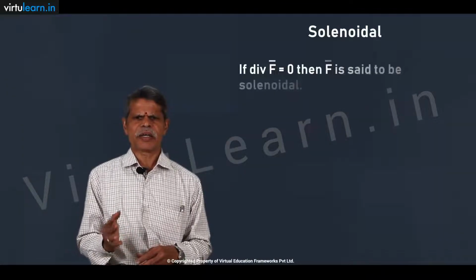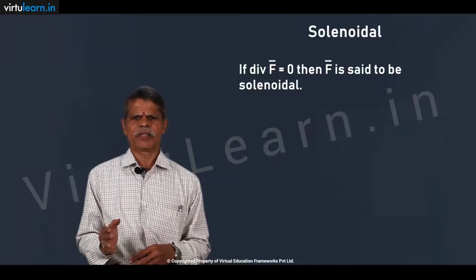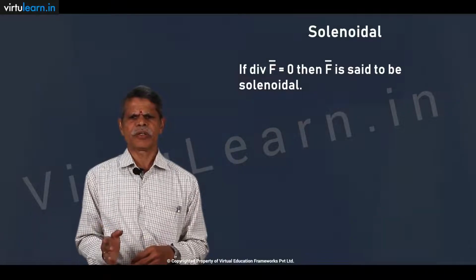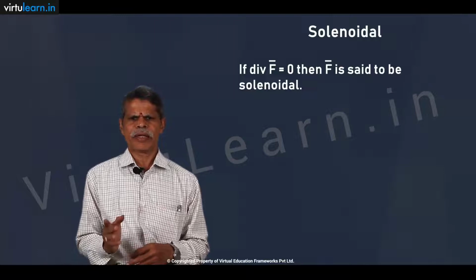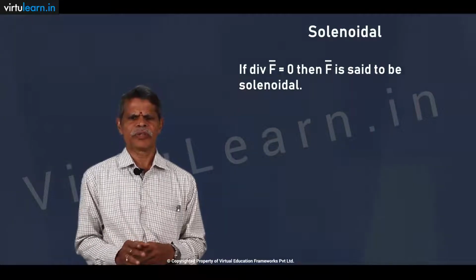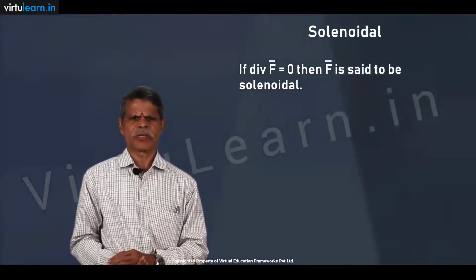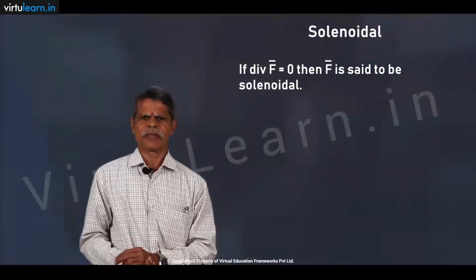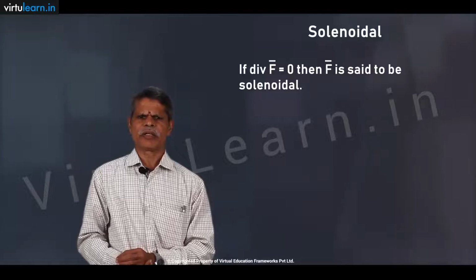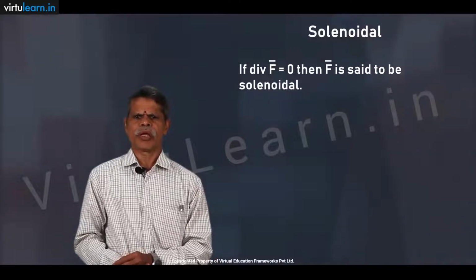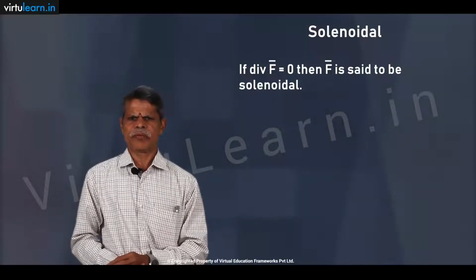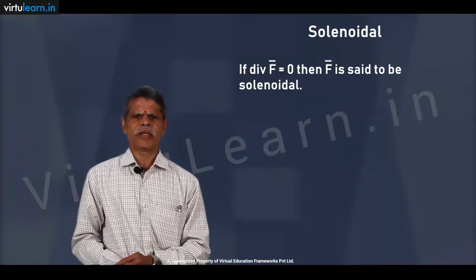We also learned what is meant by a solenoidal vector. Solenoidal vector means if divergence of a vector function is 0, then the vector function is said to be solenoidal. One example we can think of is in electrostatics we come across what is known as the magnetic field. Divergence of a magnetic field is always 0. So a magnetic field is an example of a solenoidal vector function.